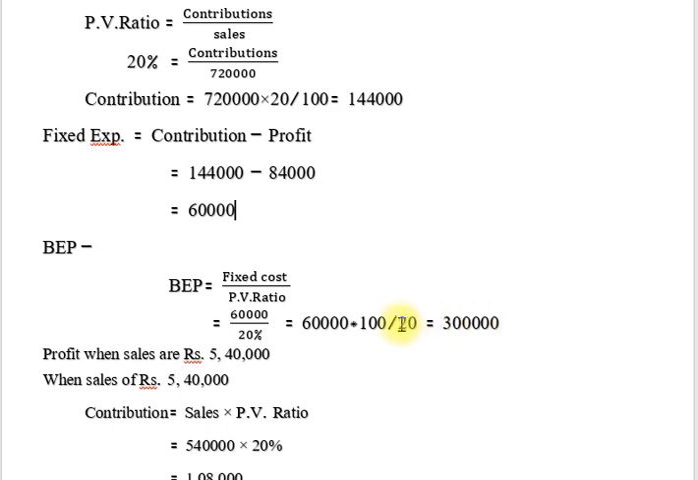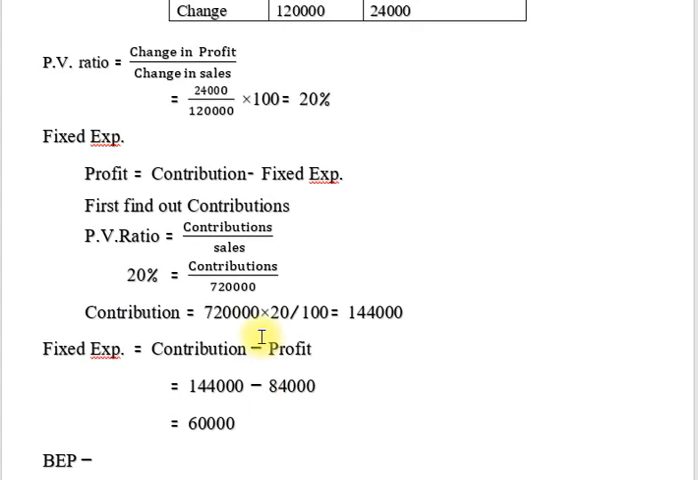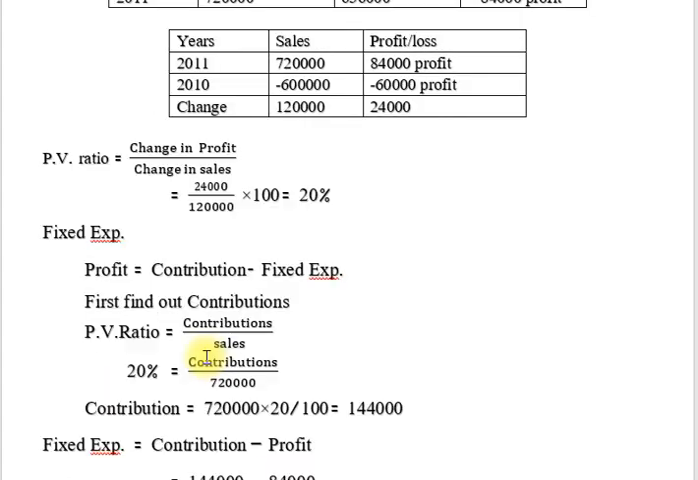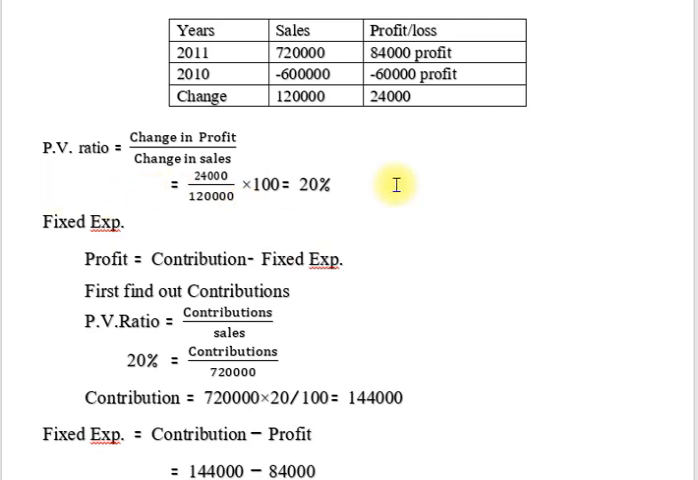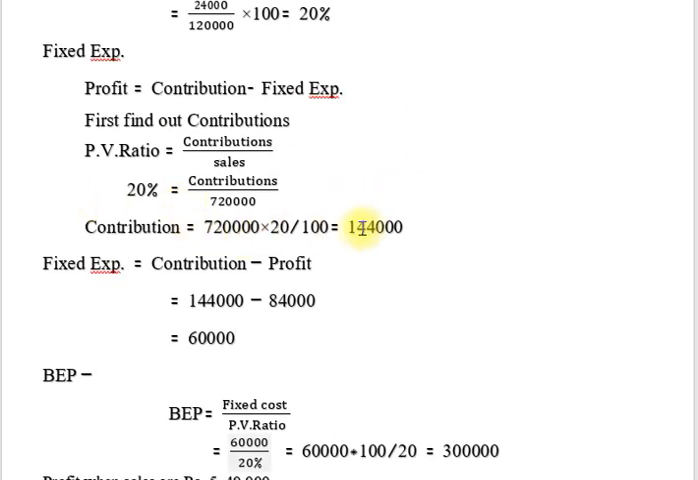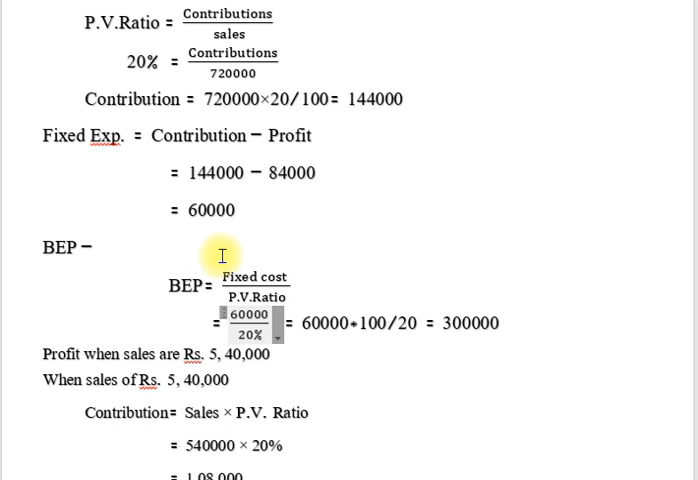Friends, you can see each point depends on another point. If you want to find BEP, then first you find fixed expense, and if you want to find fixed expense, then first you find PV ratio. So here is the step by step. We calculate our example step by step. First we find PV ratio, then we find contribution. Then we use this information to find our fixed expense. Then we use PV ratio and fixed expense and find our BEP. So friends, here our 3 points are complete.